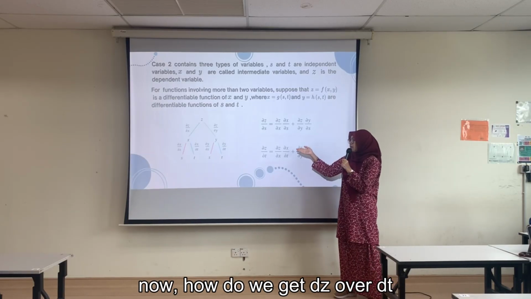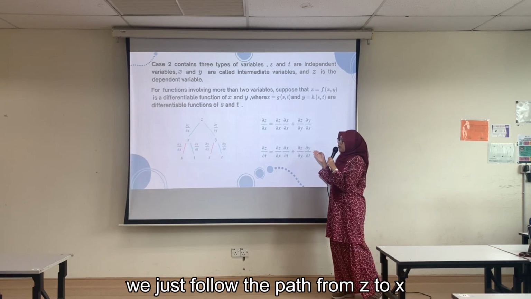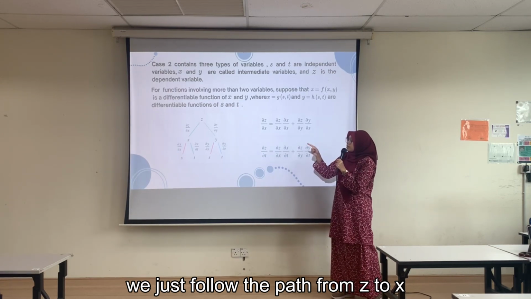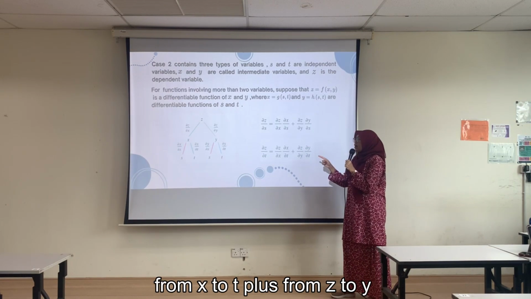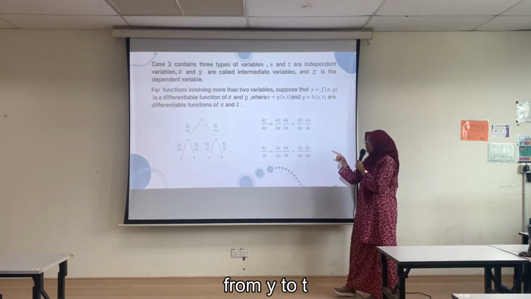Now, how do we get dz over dt? Same goes, we just follow the path from Z to X, from X to T, plus from Z to Y, from Y to T.